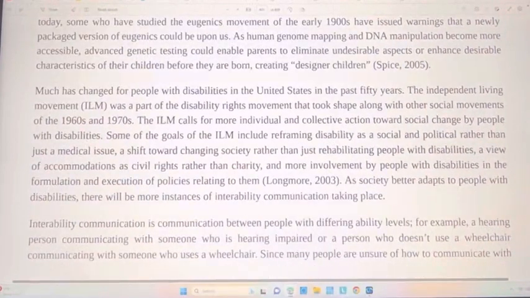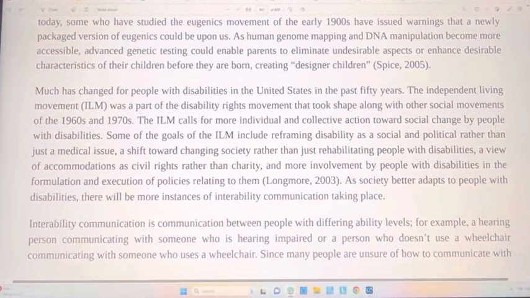That's pretty much already happening because you're forced, for the most part, to get an amniocentesis, and children who are considered to have genetic defects are oftentimes aborted before they're born. So this is already happening, but the manipulation of the DNA is a whole other level, and that's going on also. Much has changed for people with disabilities in the United States in the past 50 years.